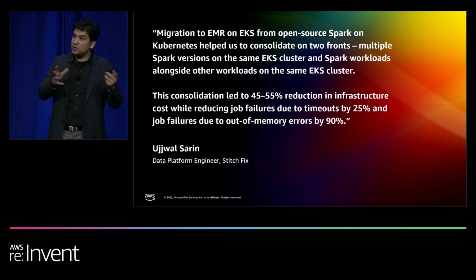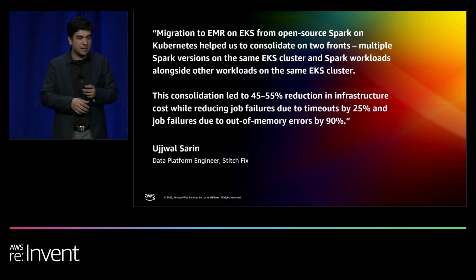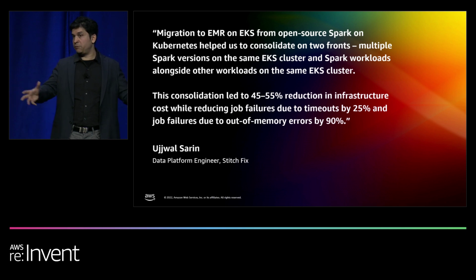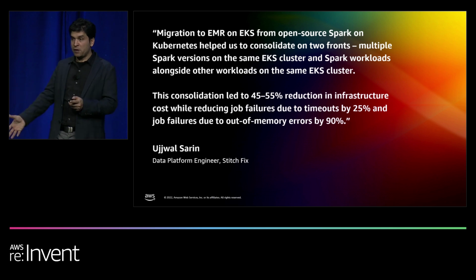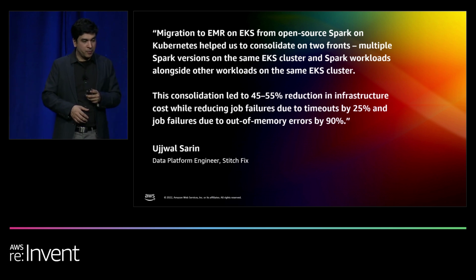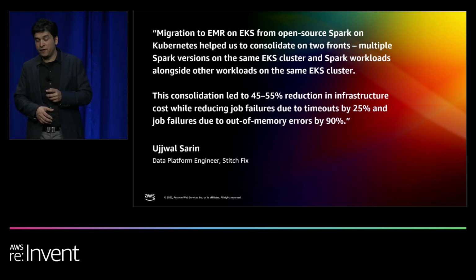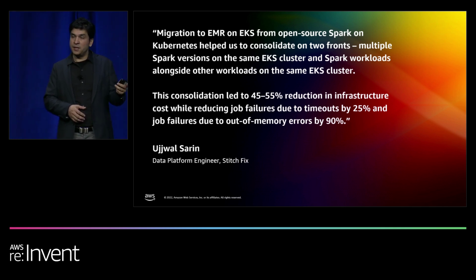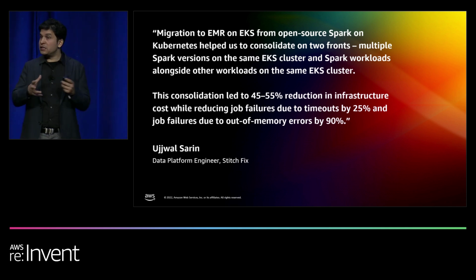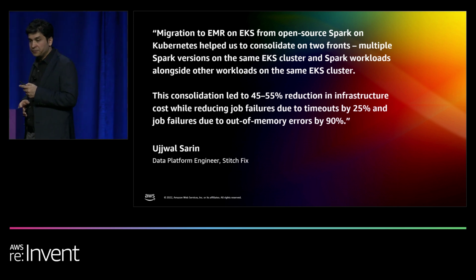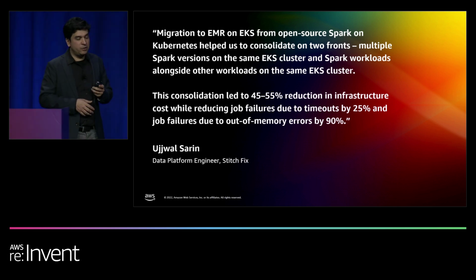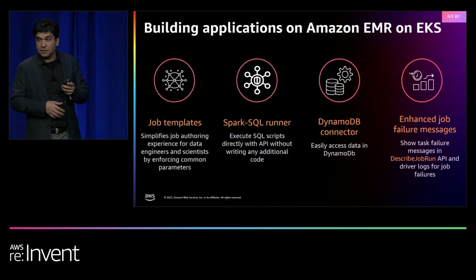One is multiple Spark versions now coexist on that same EKS cluster, along with other workloads as well. So now you have a shared capacity pool that is being managed, let's say, by your Kubernetes infrastructure team, where multiple versions of EMR exist along with other workloads. And this led to a 45 to 55% reduction in infrastructure cost. And because of the lack of resource contention, they could reduce job failures by up to 25% and out-of-memory errors by 90%.